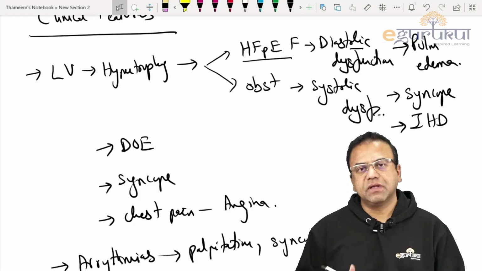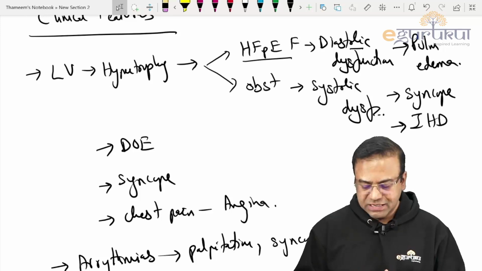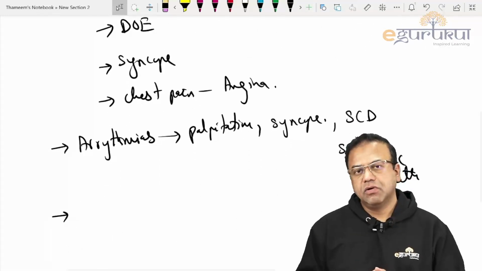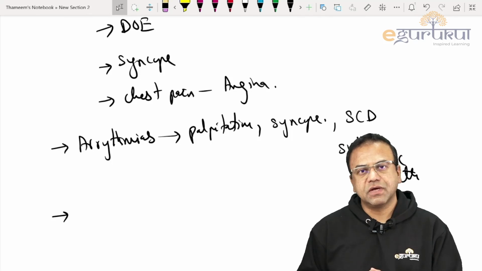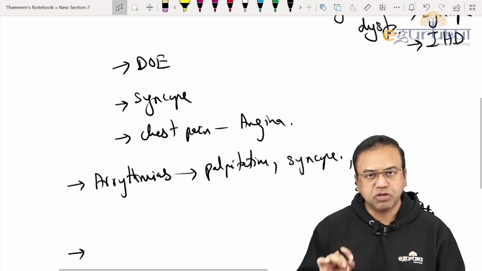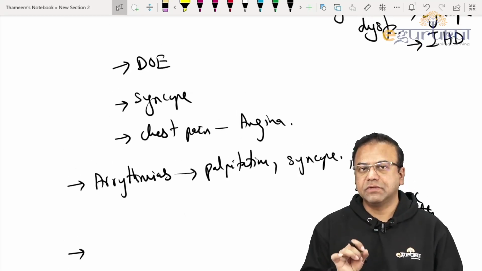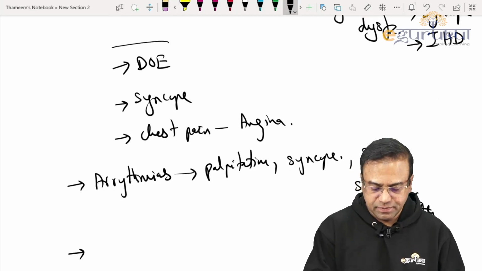Many of them come to us with heart failure symptoms, which is basically dyspnea on exertion or angina on exertion. Some of them can present with syncope. So an array of manifestations can be there, but for MCQs, the most common presenting complaint, if they come with symptoms, the answer is dyspnea on exertion.